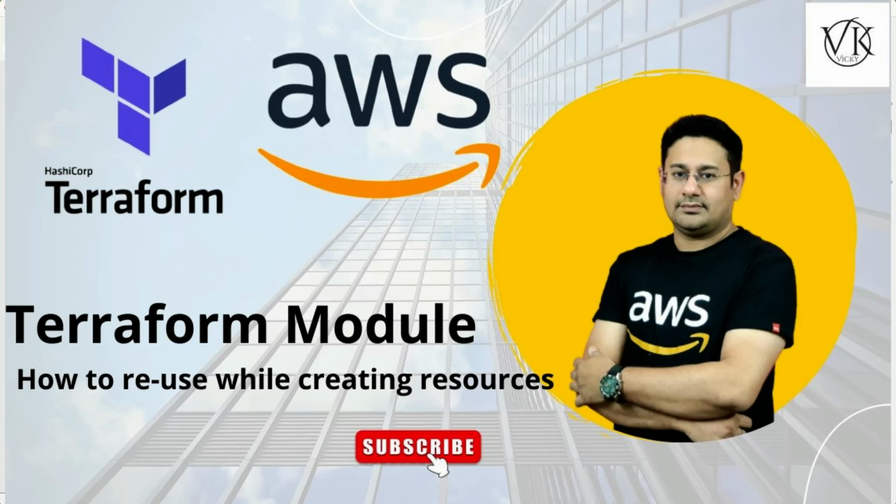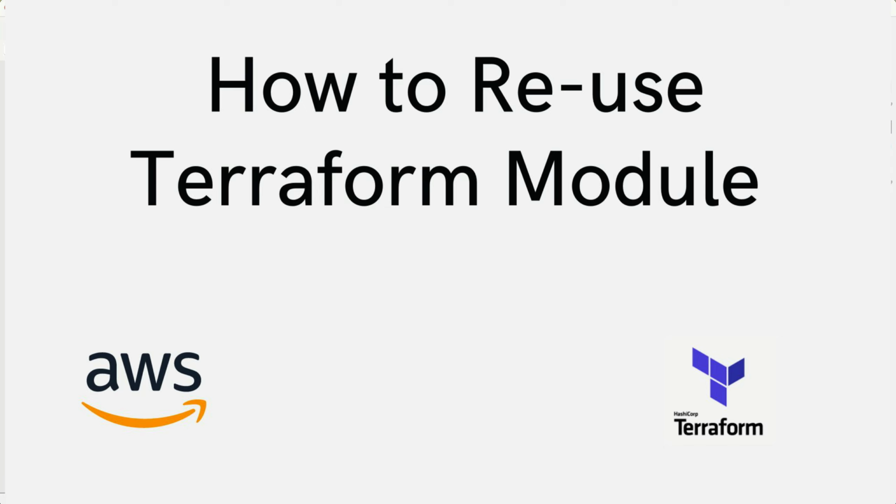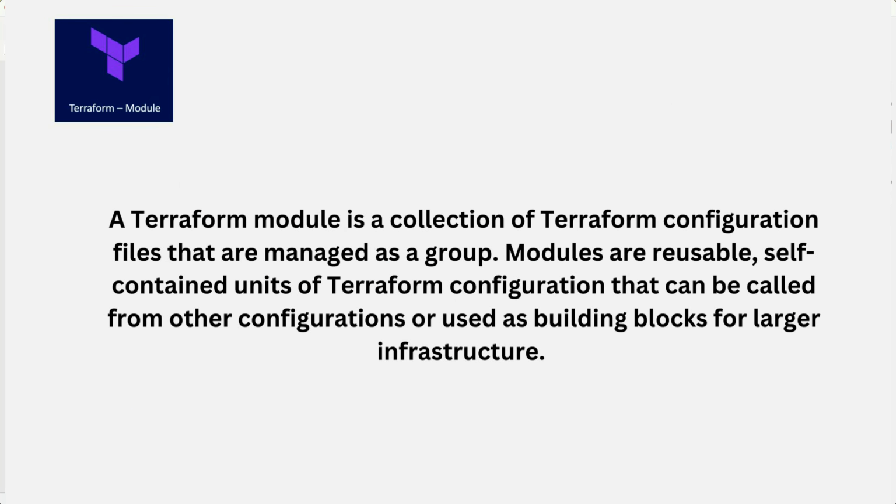Today's video is on how to use a pre-existing Terraform module while creating new resources from Terraform. Let me explain this. Let's suppose I need to create an EC2 machine with Terraform, but I also want the VPC information to come from the pre-existing Terraform module. And why use the pre-existing Terraform module?